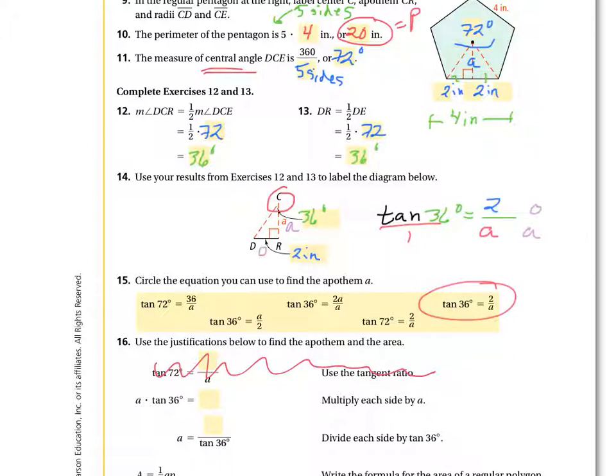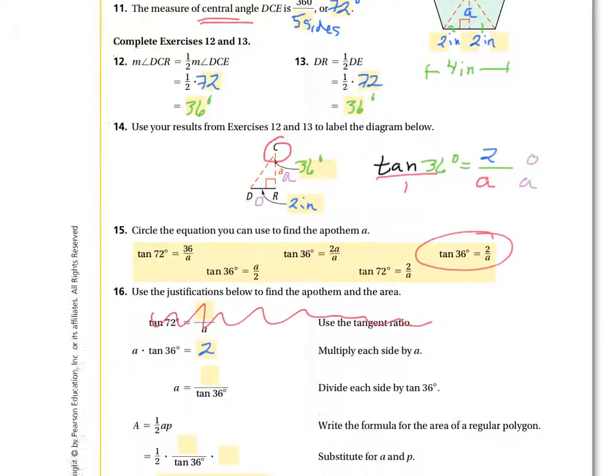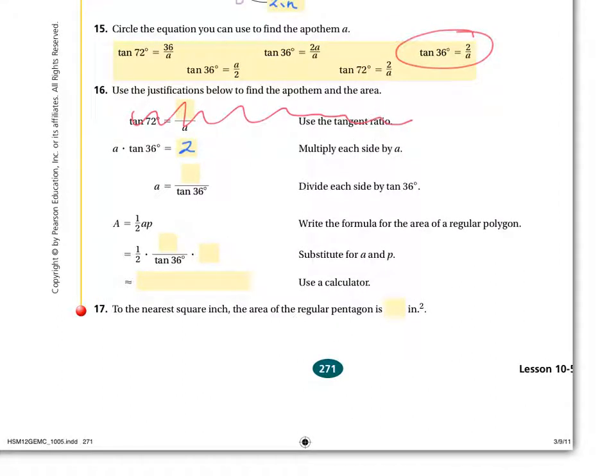Okay, so then, as we cross multiply, do you see how they got A times the tangent of 36 degrees here? And then, what is this going to give us? 2. So we get 2 here. And then how do we solve for A? Divide by tan of 36. So it's 2 over the tangent of 36 degrees.